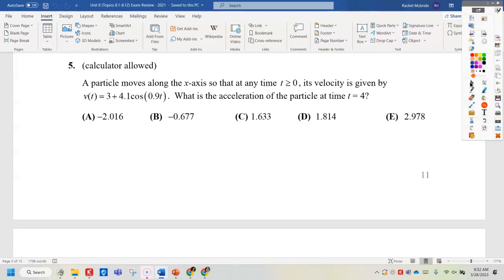Five was pretty much all calculator. So if they gave you velocity and you want to know acceleration, then that's back to the derivative. So you're doing the derivative. So a of t was equal to v prime of 4, so you should have done math 8 on your calculator, plugged in that equation, plugged in 4, and you got C.